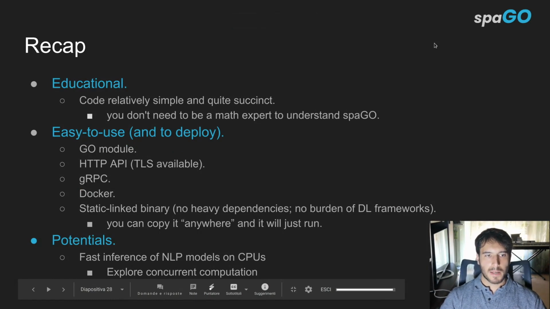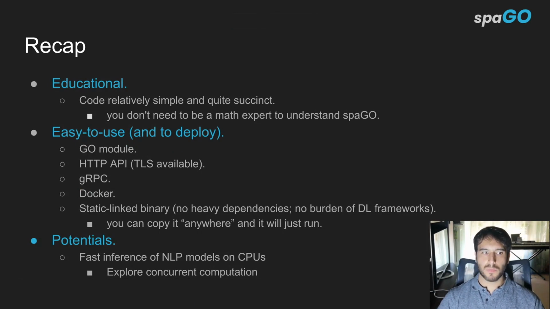So to recap, spaGO started for educational purposes, so I try to keep the code relatively simple and quite succinct. You definitely don't need to be a mathematical or machine learning expert to understand spaGO, and I think it's your opportunity to understand what's going on under the hood of artificial intelligence. It's absolutely easy to use, especially if you have a Go project. spaGO is a Go module, so the integration will be straightforward. If not, or if you prefer, you can use, as I showed you, the HTTP API with TLS encryption, really suitable for production use.